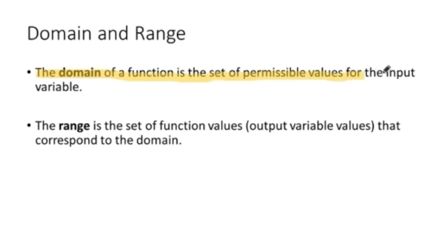The domain of a function is the set of all permissible values for the input variable. These are the values that we're allowed to plug into the function. The range is the set of function values that correspond to the domain. So the range would be the set of all possible values of the output variable.